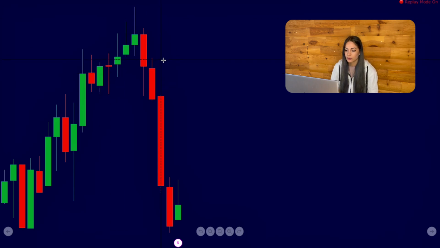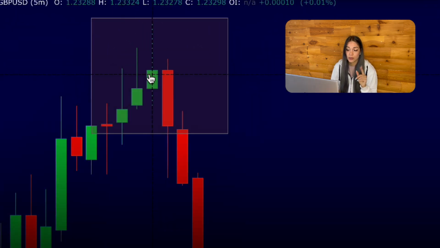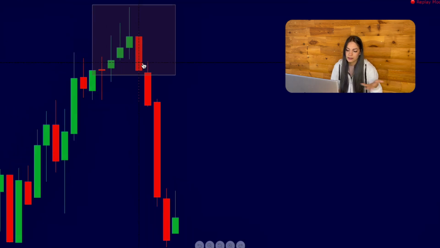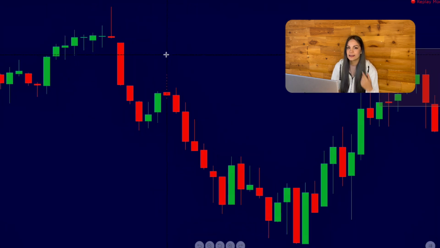Right here, for example, let's look at this chart. We have a perfect formation with 4 candlesticks. I'm gonna mark it right here. And you see 3 green candlesticks and 1 red candlestick that completely absorbs the previous ones, and then the price falls, of course. But in most cases, you won't see the perfect formation like on the picture.